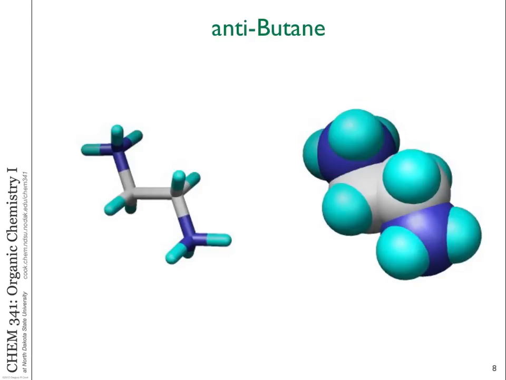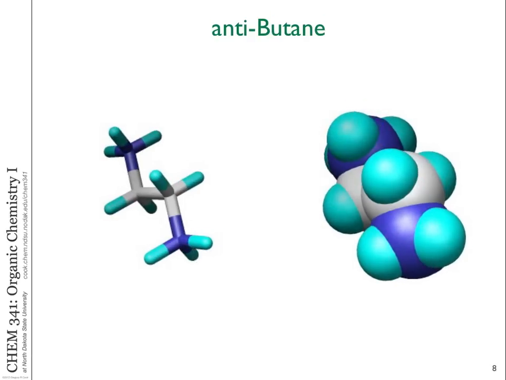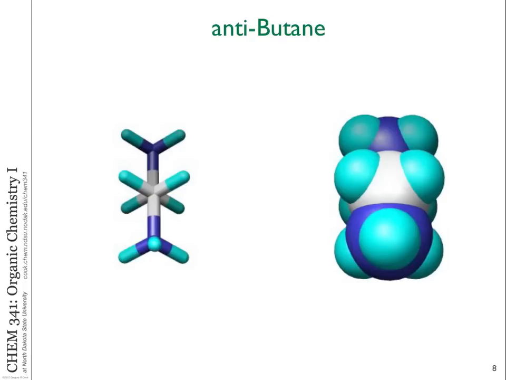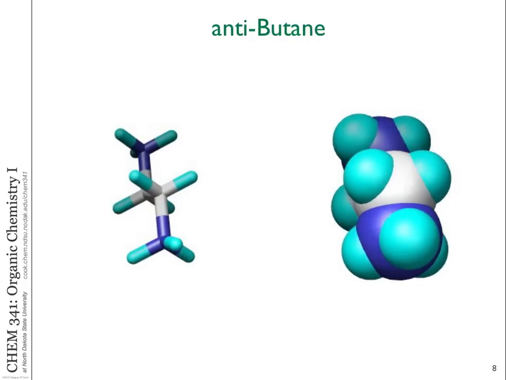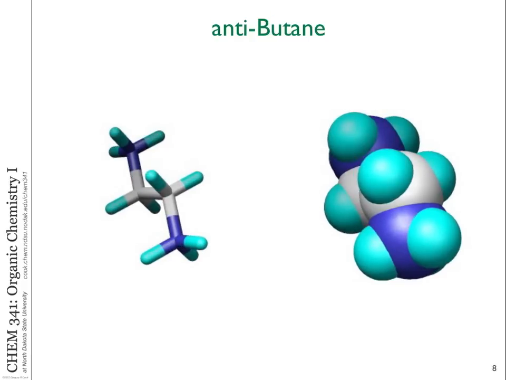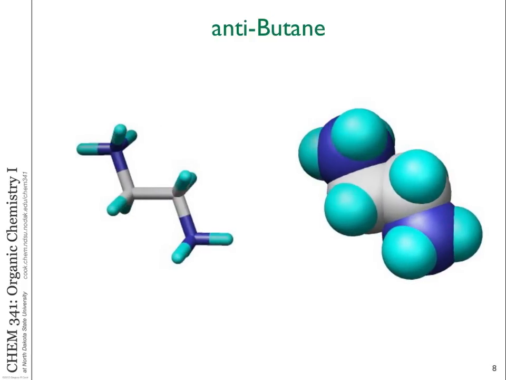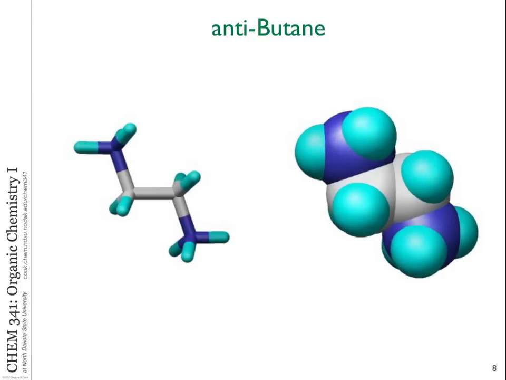Okay, so notice here, it's not lined up exactly here, and this one's not lined up, it's in between. Okay? Well, what happens now if we take this butane molecule from that conformation and then start rotating one of the carbons relative to the other?